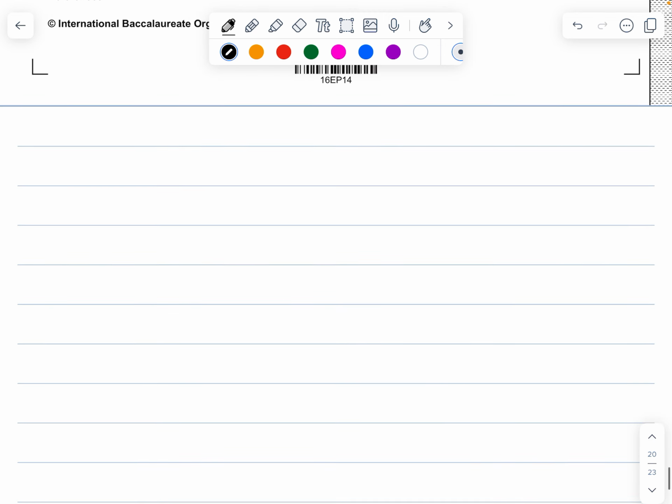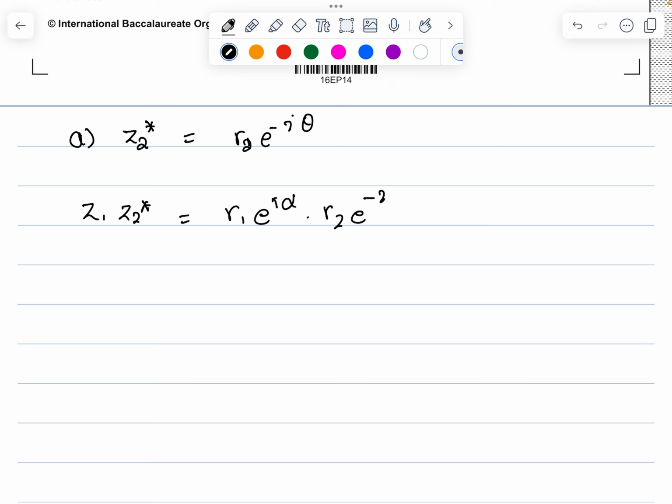So for that, what am I going to do? First, I'm going to try Z2 star, which is going to be R2 e to the power of minus I theta. Now Z1 Z2 star is going to be R1 e to the power of I alpha times R2 e to the power of minus I theta. So it becomes R1 R2 e to the power of I alpha minus theta.